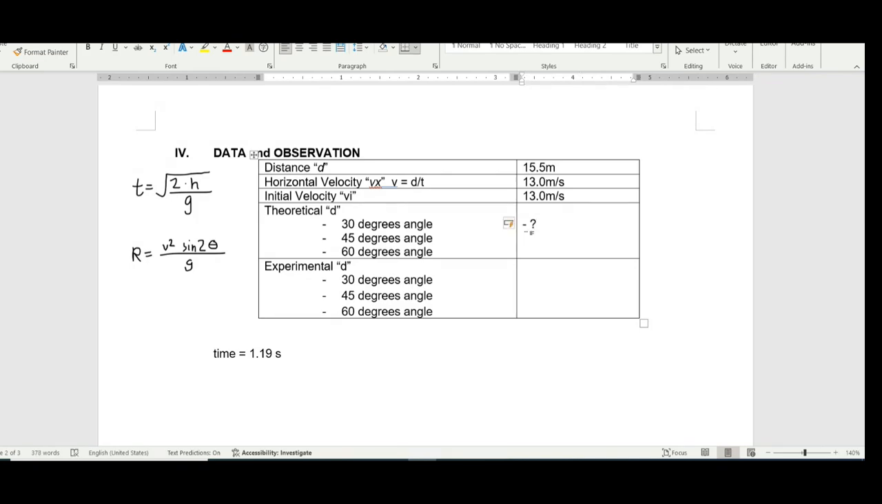So what is at 30 degrees? What is at 45 degrees? What is at 60 degrees? That is theoretical. Theoretical meaning this is when we calculate it. When we actually do it, it might be different.